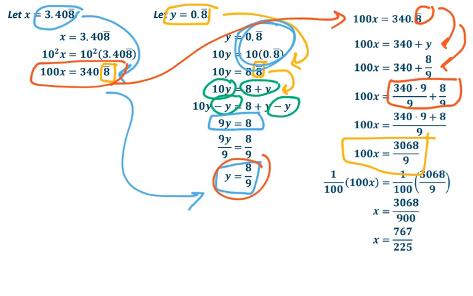100x equal to 6,068 over 9. I'll divide on both sides by the coefficient of x, which is 100, and when I do that, it's going to give me, well, honestly, it's a mess, but I've got it: 3,068 over 900. I can simplify that, and so I'll end up with x equal to 767 over 225.